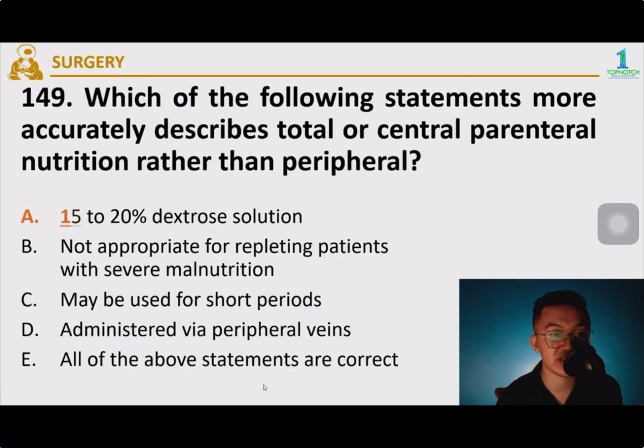49, the correct answer is letter A. Letter B is incorrect because your TPN is used for patients with severe malnutrition. It may be used for longer periods as compared to your peripheral parenteral nutrition. It's administered by the central veins, as its name suggests.